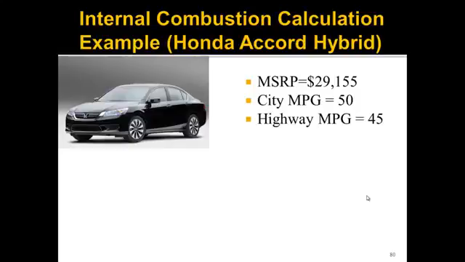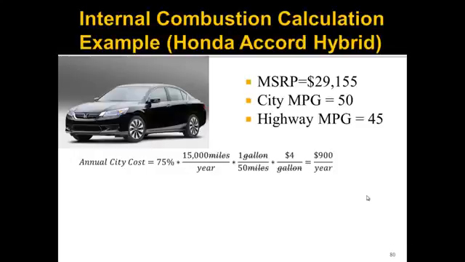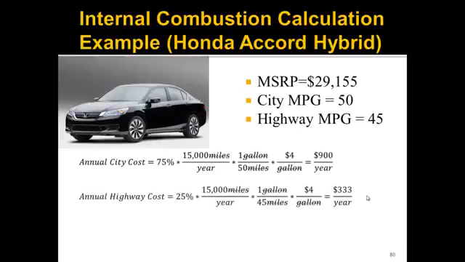So let's look at the calculation. This calculation is exactly the same. We just insert the different miles per gallon. So it's 50 miles per gallon for the city and 45 miles per gallon for the highway, and we get the different costs, and it's about $1,200 a year. So same exact calculation, just higher miles per gallon, which leads to a lower cost.